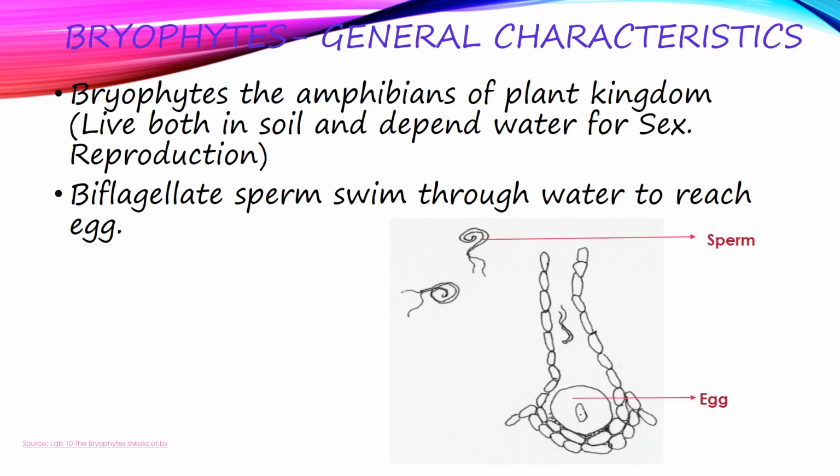Bryophytes are called the amphibians of the plant kingdom because they can live in soil but depend on water for sexual reproduction. For fertilization to occur in bryophytes during sexual reproduction, the sperm must swim through the water to reach the egg inside the archegonium. So, fertilization in bryophytes occurs mostly after rain.